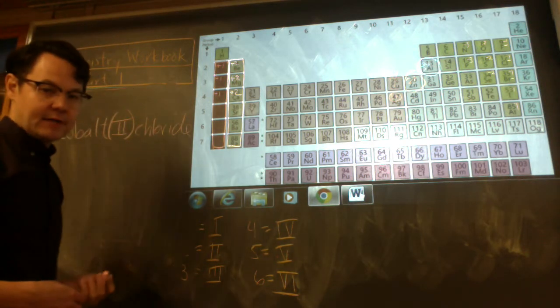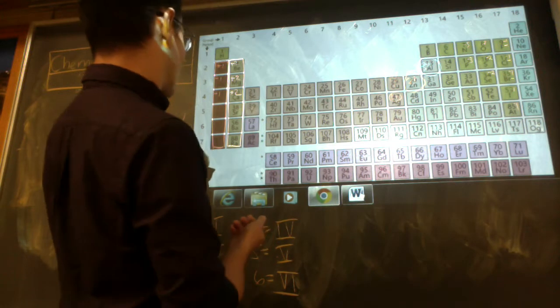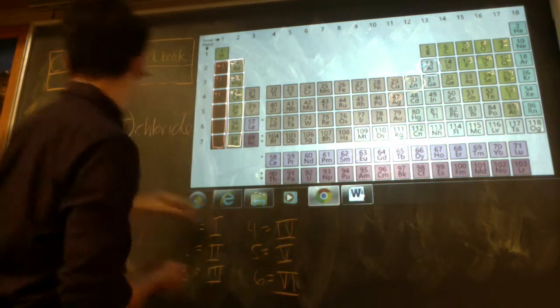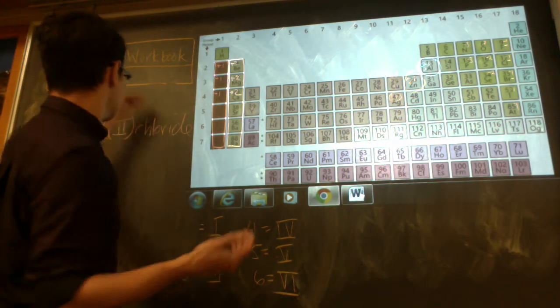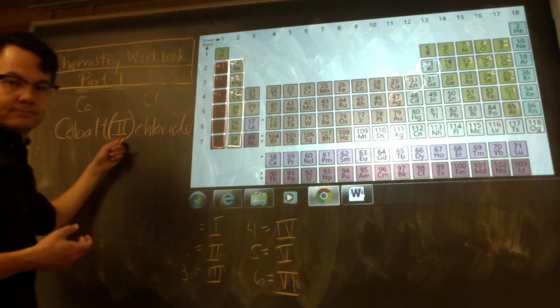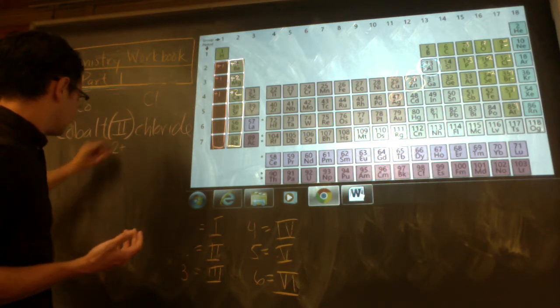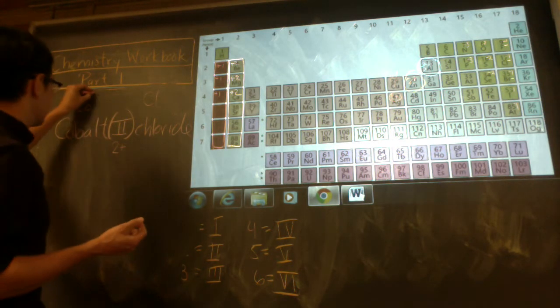Cobalt 2 chloride. So, we look on our periodic table for cobalt. Cobalt, right here, is Co, and chloride is Cl. The 2, again, tells us that it is 2+. That's the charge of cobalt in this case. So we put 2+ up here.